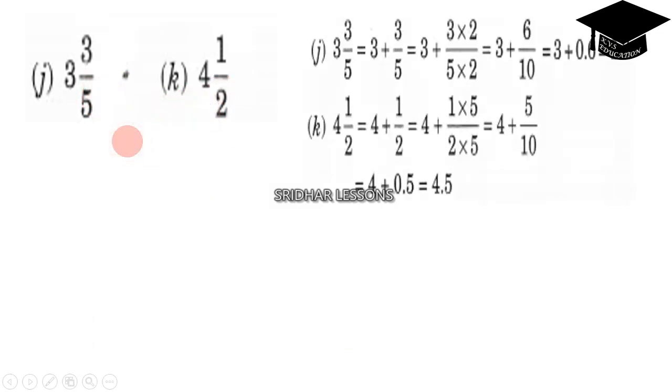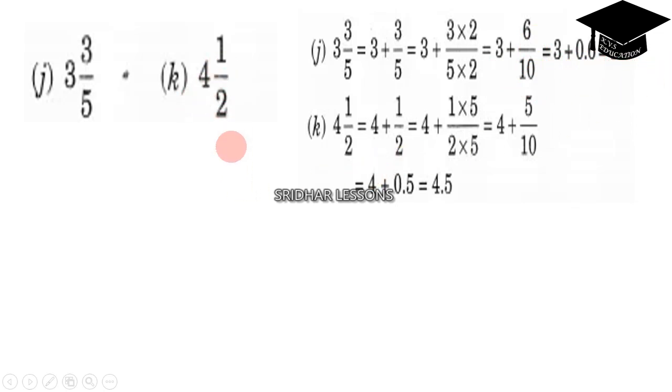Next, 3 and 3 by 5, 4 and 1 by 2. 3 and 3 by 5 can be represented as 3 plus 3 by 5. Okay, for convenience, we multiply this 3 by 5 with 2 by 2. That means 3 into 2 is equal to 6 and 5 into 2 is equal to 10. That means 3 plus 6 by 10, the value is 0.6, right? This is equal to 3.6.